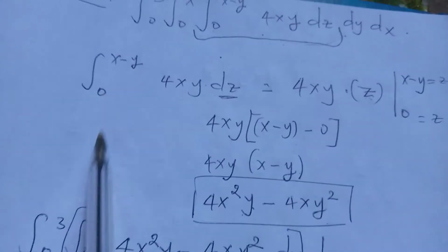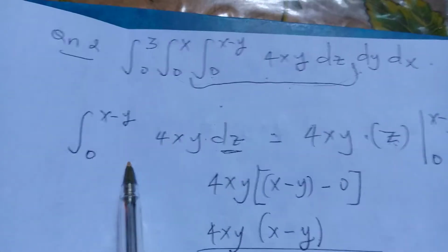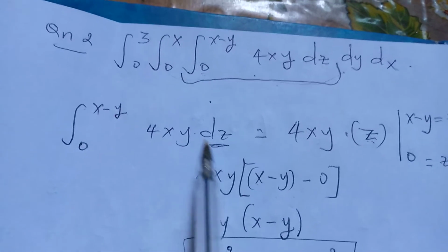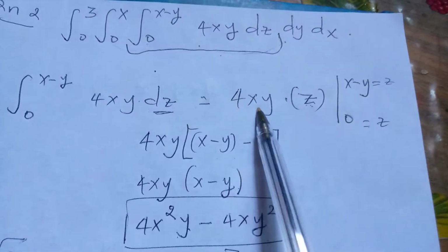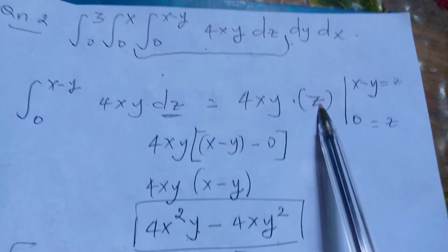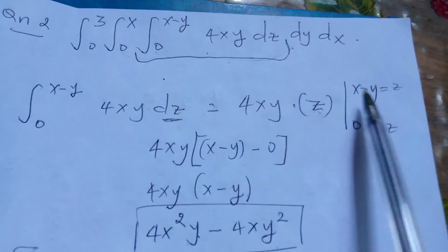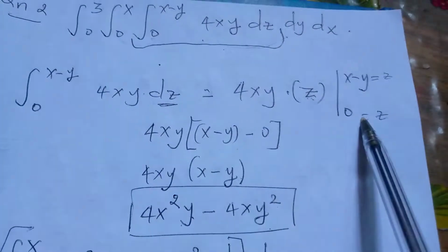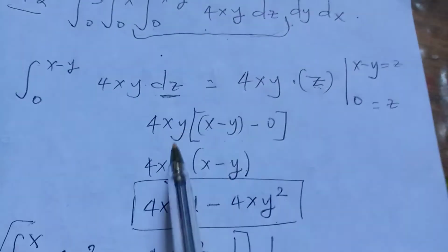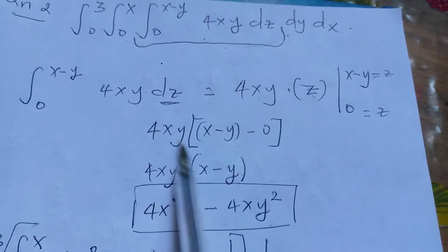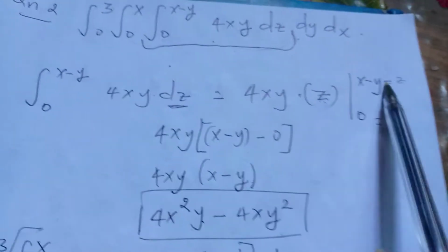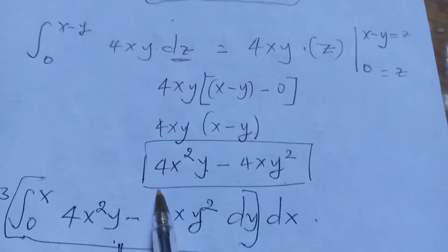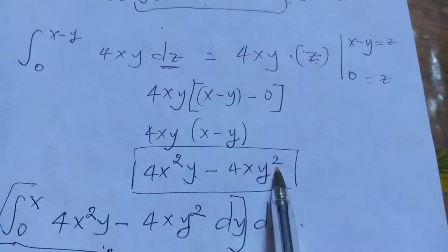So that's why we integrate from 0 to x minus y, 4xy dz. Here will be equal to 4xy times z. So here, with respect from 0 to x minus y, we are going to replace these variables into z, and then we will be equal to 4xy times x minus y, this solution minus that is 0 of z, and then the final solution will be equal to 4x squared y minus 4xy squared.